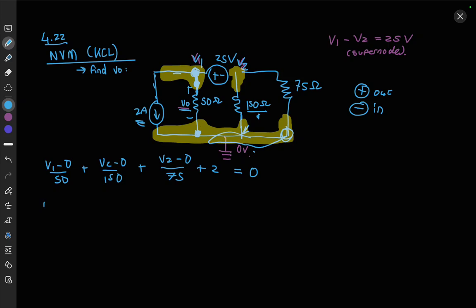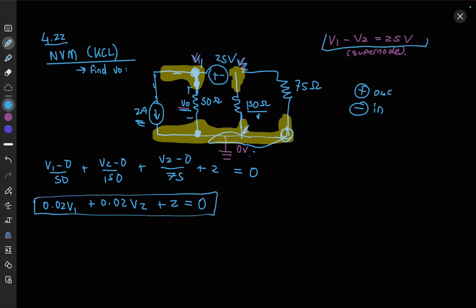It's going to be 0.02 V1. Let's see. So that's convenient, plus 0.02 V2 plus 2 is equal to 0. Okay, so now we have two equations because we have this one and we have this one. Okay, let me just take that V away because it's a bit confusing. So then you just solve with simultaneous equations, right?